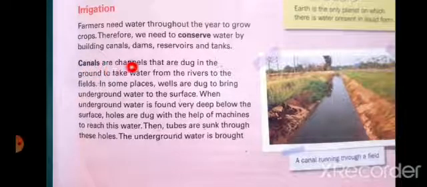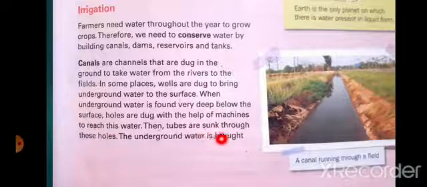Canals are channels that are dug in the ground to take water from the rivers to the fields. In some places, wells are dug to bring underground water to the surface. When underground water is found very deep below the surface, holes are dug with the help of machines to reach this water. Then tubes are sunk through these holes.